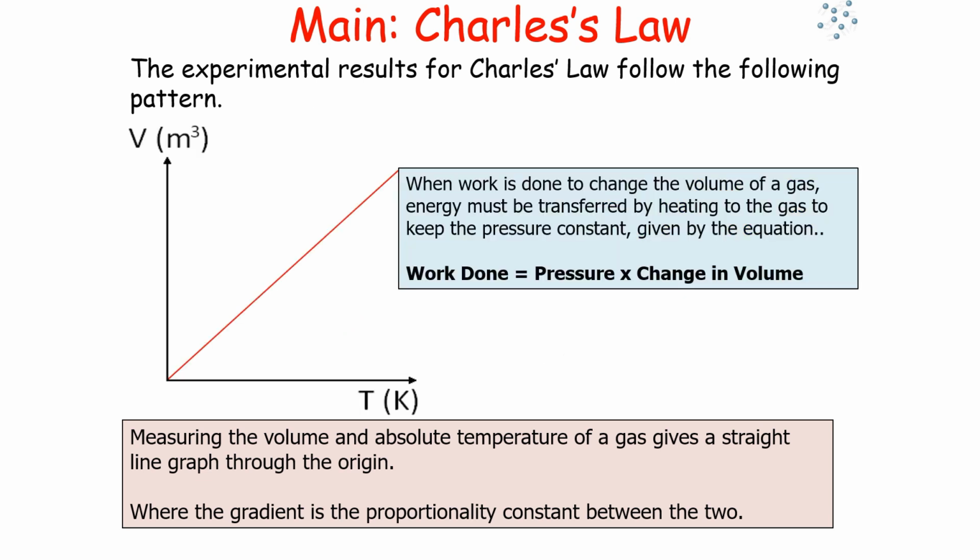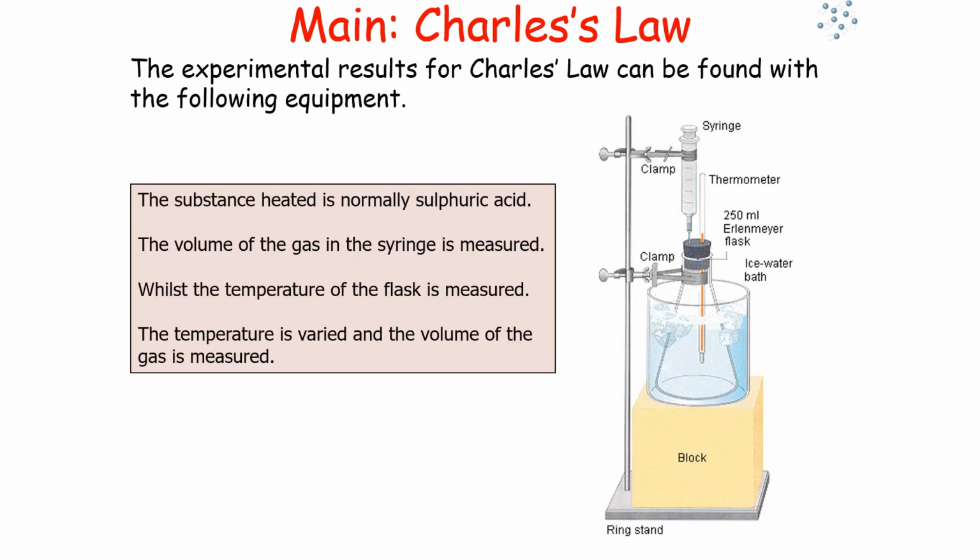When work is done to change the volume of a gas, energy must be transferred by heating to the gas to keep that pressure constant. So we can also say that work done is equal to the pressure times the change in volume. You can work this out experimentally with the following equipment. You would heat a substance, normally with sulfuric acid. The volume of the gas in the syringe would be measured, and the temperature of the flask is measured. You would vary the temperature and measure the volume of the gas to see if you can derive Charles' law with experimental values.